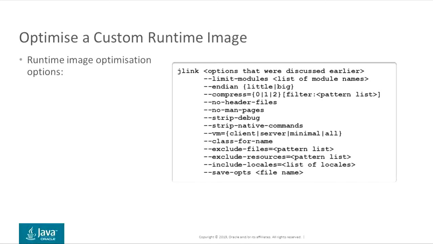Various options to optimize the runtime image. You could do the compression, you could use or not use headers, strip debug information, optimize it for a particular VM, lots of different options here in JLink. All right, so that's formation of the image.